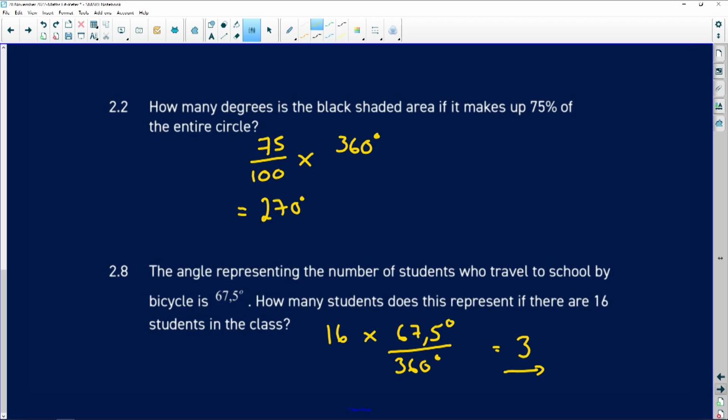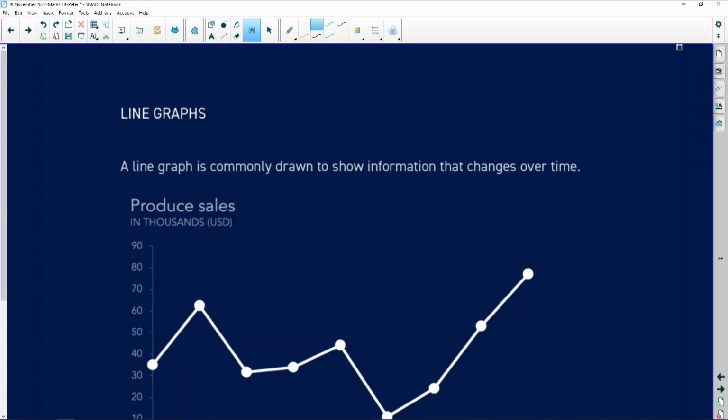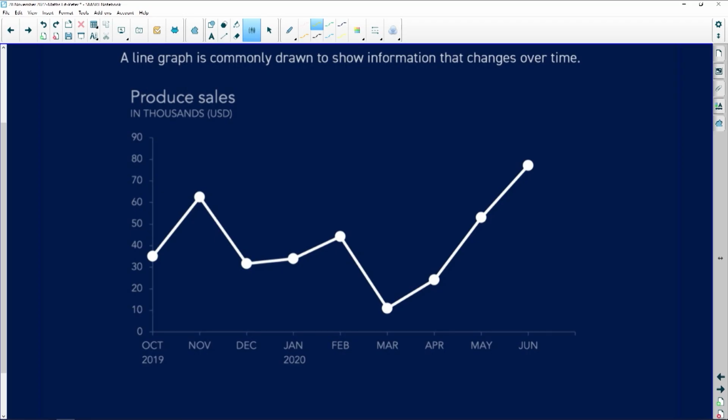Okay, let's have a look at our next section. The next one are line graphs. So we've had a look now at histograms, we've had a look at pie charts, and now we've got to quickly look at line graphs. A line graph is commonly drawn to show information that changes over time. So there we've got it. Here's an example of the sales for some company, we're not sure, and you can see how those sales have changed over each of the months.